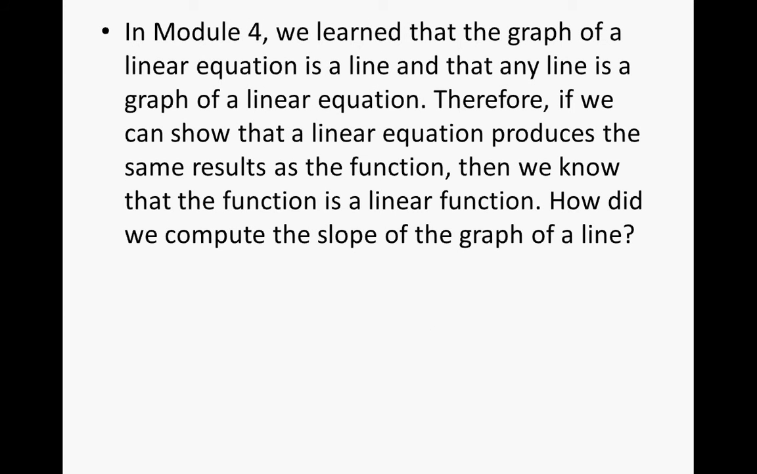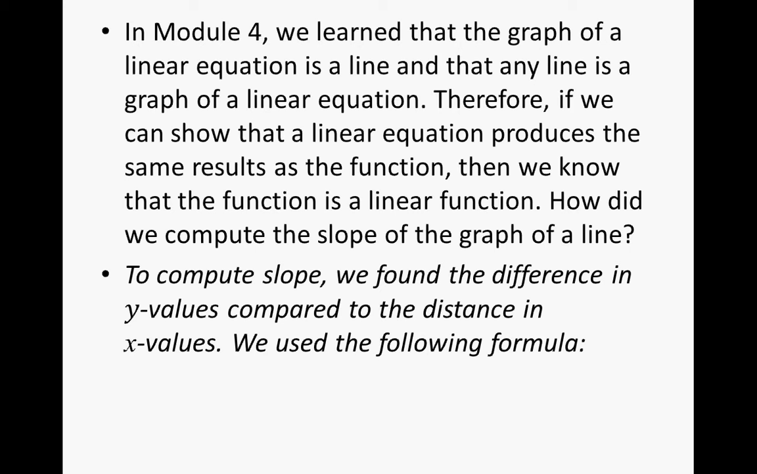In Module 4, or Unit 4, we learned that the graph of a linear equation is a line, and that any line is a graph of a linear equation. So one begets the other. Therefore, we can show that a linear equation produces the same results as a function. Then we know that the function is a linear function. How did we compute the slope of a line, or slope of the graph of a line?